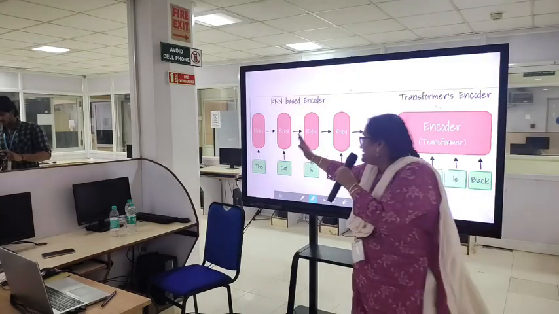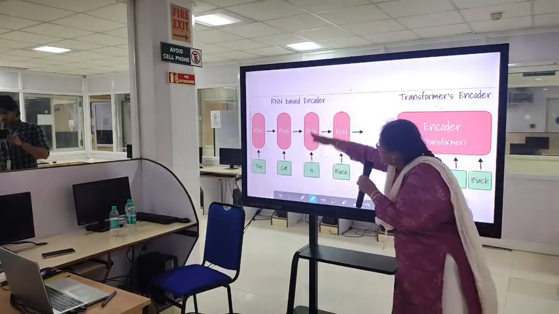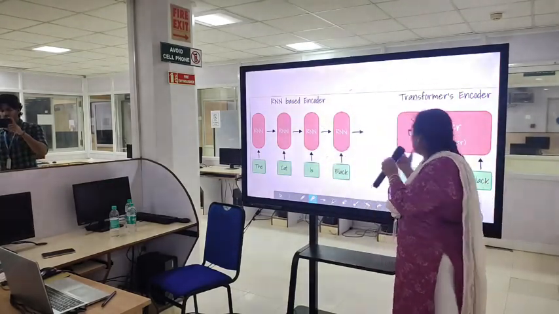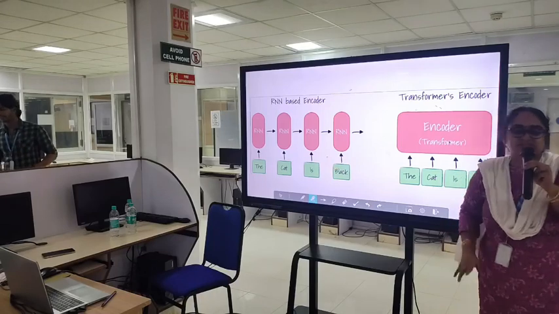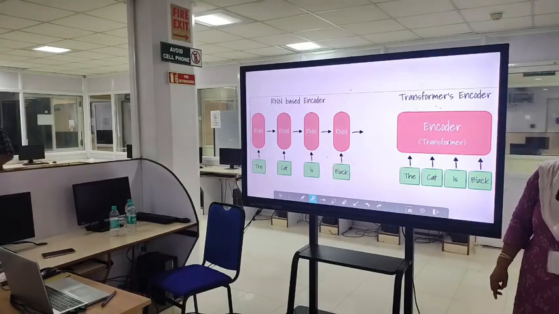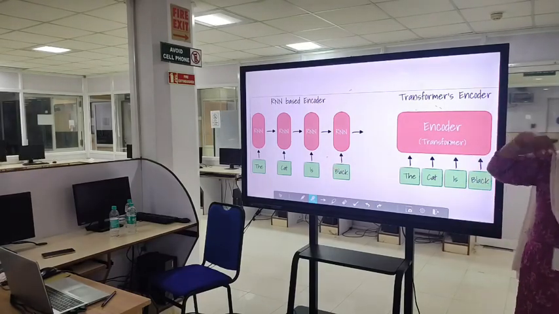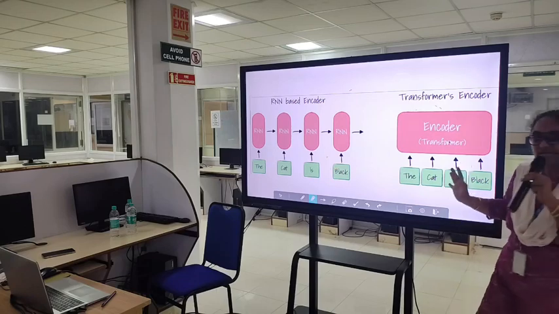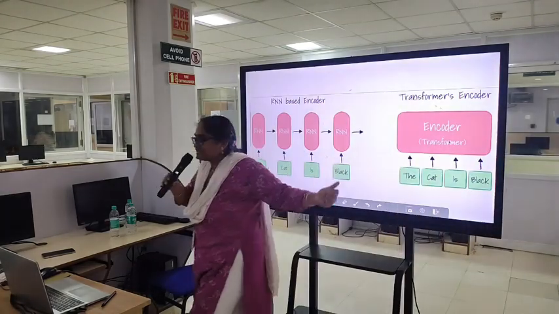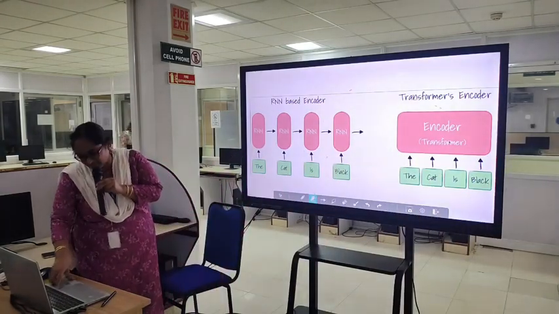This is sequential, one after the other. But here it is all at once. That is the main difference actually. So this transformer is more powerful than an RNN. That's what I just wanted to let you know. That is the internal working of a GPT.